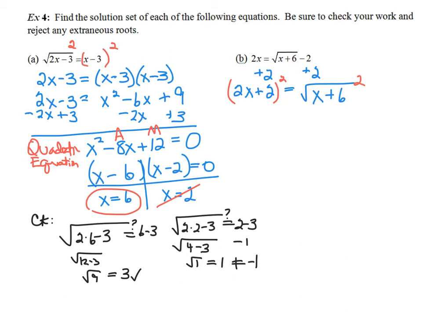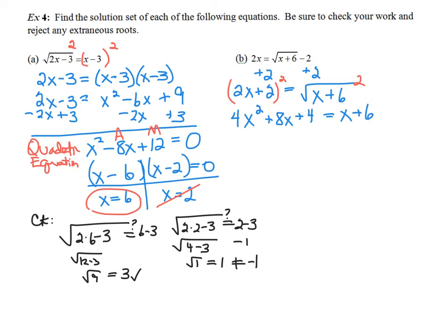Now when I square 2x plus 2, I've got to square the first term. So 2x squared gives me 4x squared. I want to take twice the product of the two terms. So 2 times 2x is 4x. Double that, and it gives me an 8x. And then square the last term, so I now have plus 4. On the right side of the equation, I'm squaring my square root, so that just gives me x plus 6.